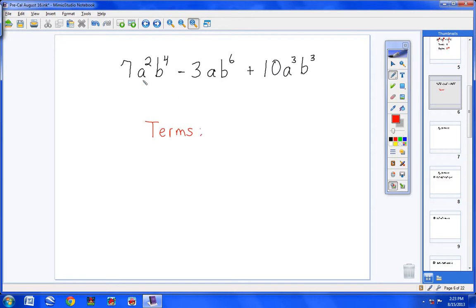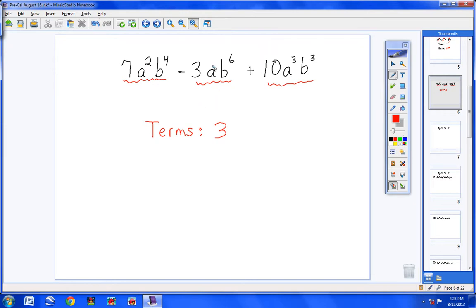So here we go. I start here, move along. There's a negative sign. I stop, move along. There's a positive sign, move along. 3 terms. Okay? Hopefully you're getting that by now. 3 terms. All right, let's continue on.